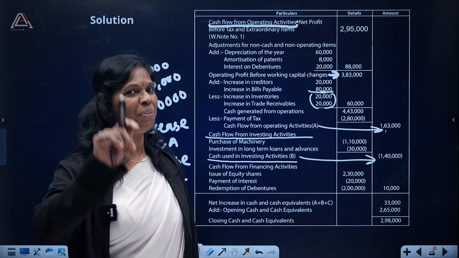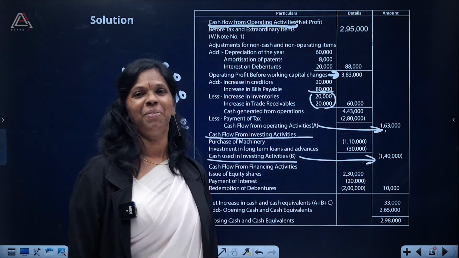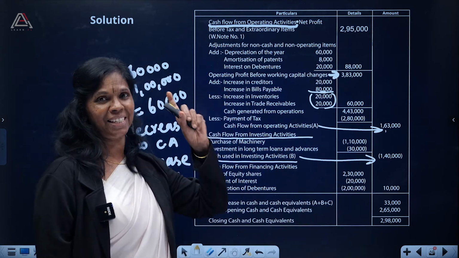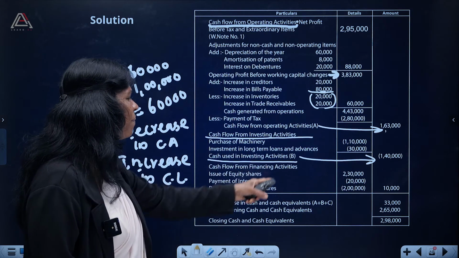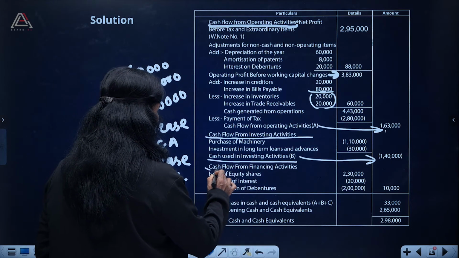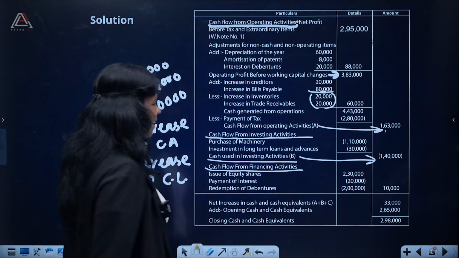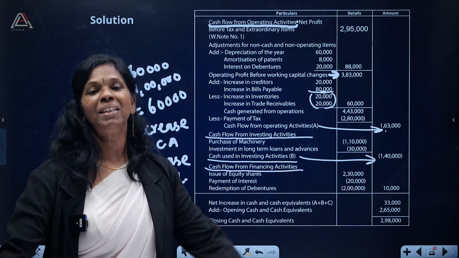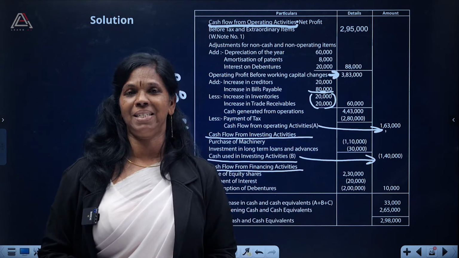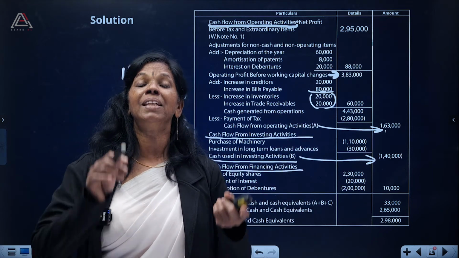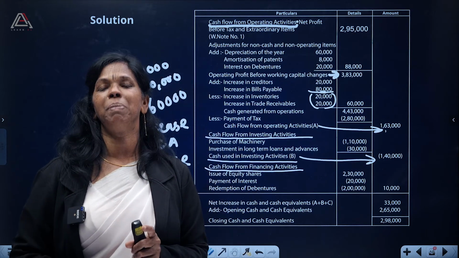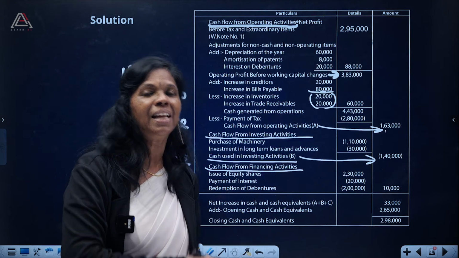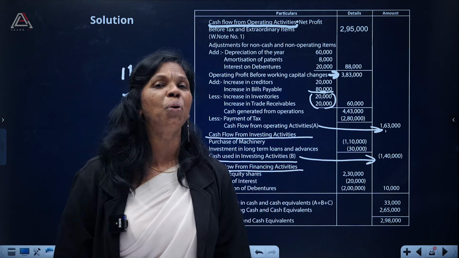Then cash from operating activity we got it. Then cash from investing activity also we got it. Then one more category, that is cash flow from financing activity. While calculating cash flow from financing activity, you have to identify whether there is issue of shares or debentures. At the same time, whether there is redemption of shares or debentures. Issue means that it is an inflow of cash. Then redemption means that it is an outflow of cash.